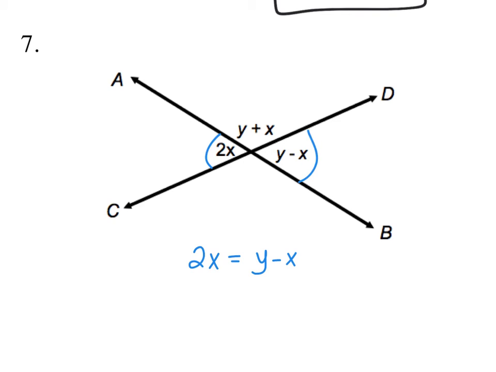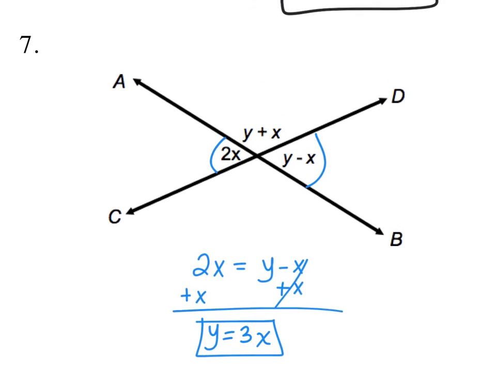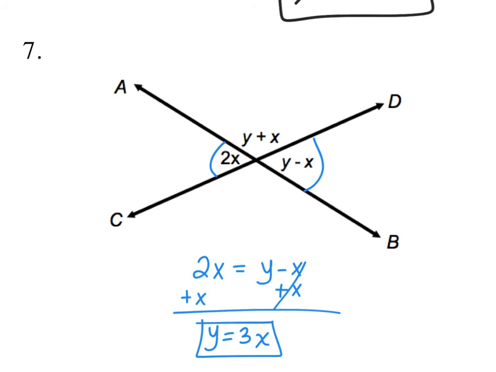Well, I want to get my x's on one side and my y's on the other. So what I'm going to do is add x to both sides, and I'm going to get y equals 3x. So now I'm going to go back to my problem and put that in. So I know that this is 3x plus x, which is 4x. 3x minus x is 2x. And that can help me solve my problem.